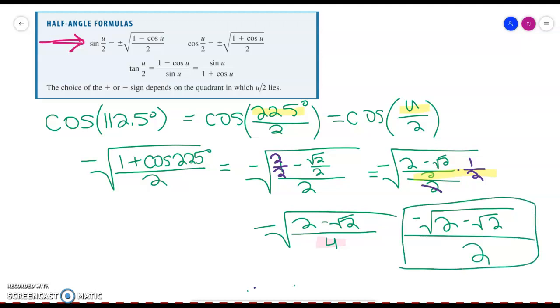And that becomes my final answer. I can't take that any further. Okay, I am all done. All right, we'll do one more example so you guys can see tangent, and then I'm going to let you guys start working on some of your own problems.